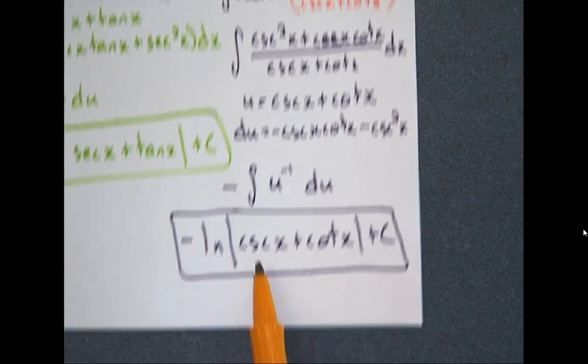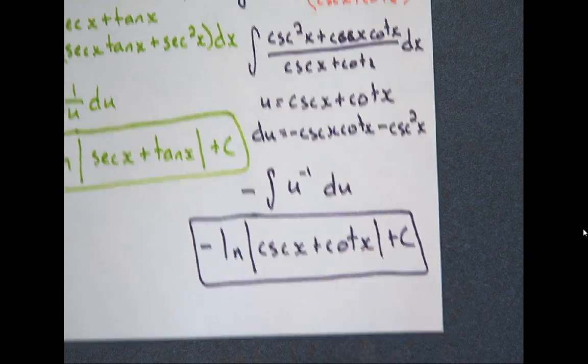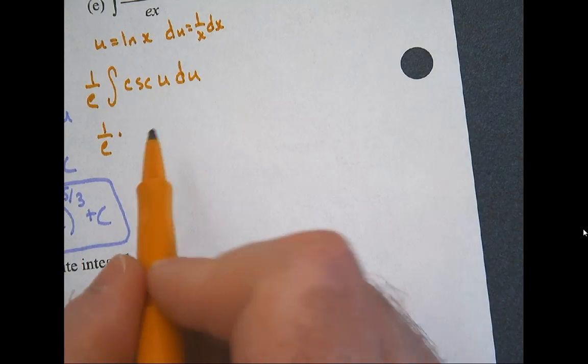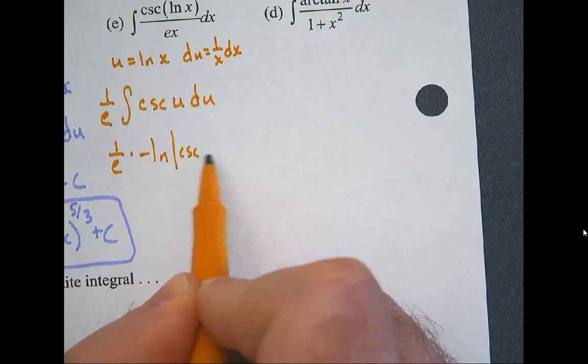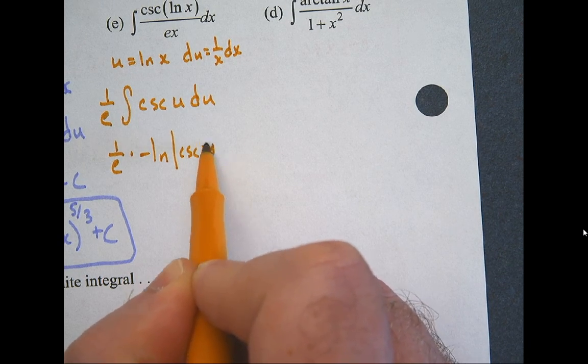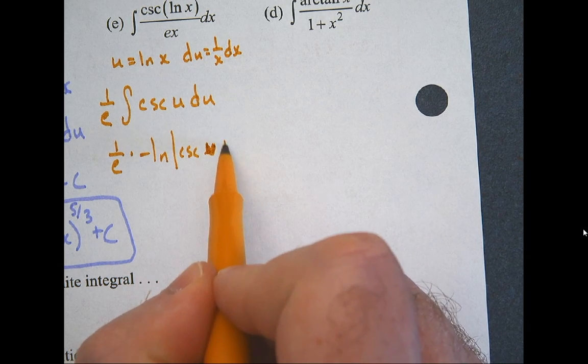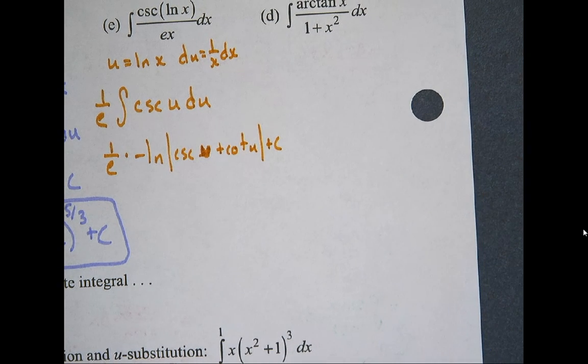Thank God I don't have to take the AP test. Those who do, you're going to want to memorize. So it's negative with cosecant and cotangent. So negative natural log of cosecant. What, just x, right? No. u plus cotangent of u plus c.